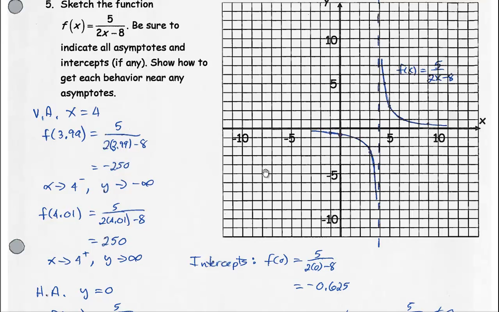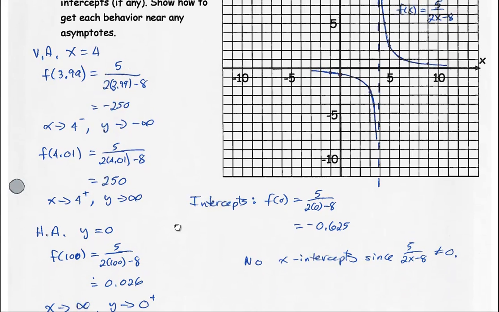Well, what's the horizontal asymptote? Because the numerator is just a constant and there's a power of x in the denominator, whenever the power of x is larger in the denominator, then the horizontal asymptote is going to be y, or f of x, equals 0. Because 5 divided by a larger and larger value for x gets closer and closer to 0. You see, the larger the denominator, the closer this is going to approach 0. So y equals 0 is the horizontal asymptote.